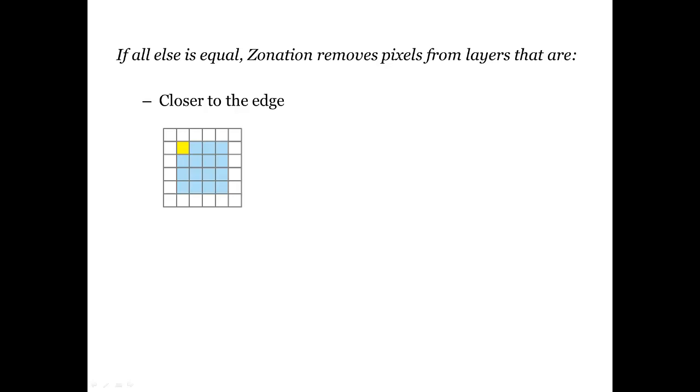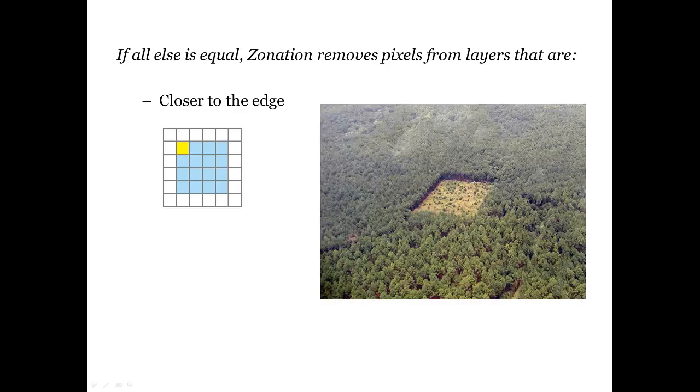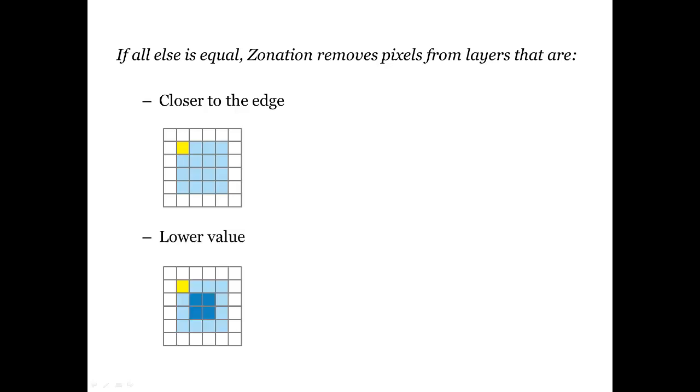Let's start by looking at one indicator by itself. Here, each little square, outlined in gray, is a pixel. The blue shows the spatial extent of that indicator, and the yellow square is the pixel that zonation is removing. All else being equal, zonation removes pixels that are closer to the edge. It's not going to disrupt a beautiful intact core by pulling pixels out of the center, which makes sense ecologically. Given the choice between a pixel with a low indicator value and a pixel with a higher value, well, it's going to get rid of the lower value pixel.